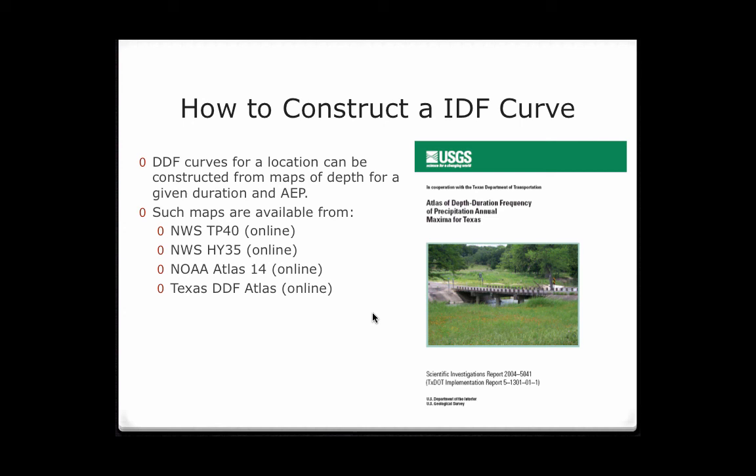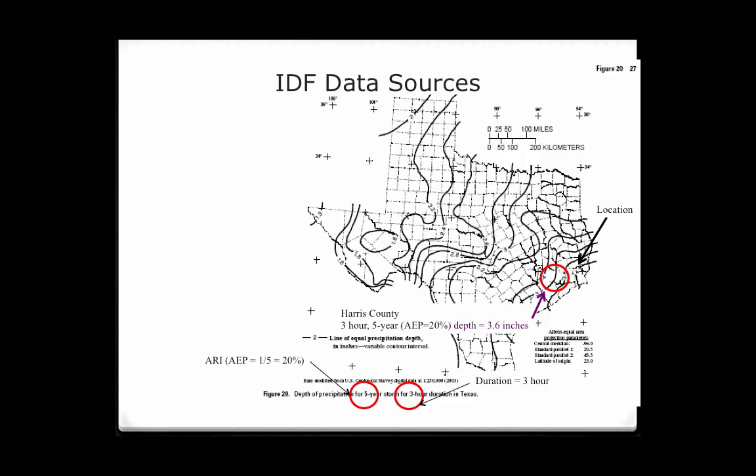Okay, a newer product called NOAA Atlas 14 is online, and you just click on a site and it gives you the DDF data. We might actually try that live. And then, of course, since Texas is not part of NOAA Atlas 14, we have a Texas DDF Atlas, which is also online, or you could download the actual USGS product. And actually, I think the USGS product is in the readings on the website, so you don't even have to go find it. Okay, here's what any of these products look like.